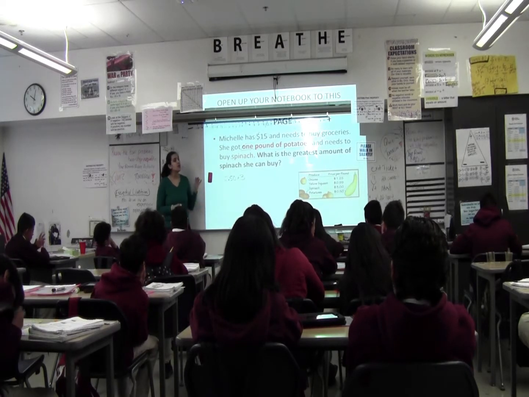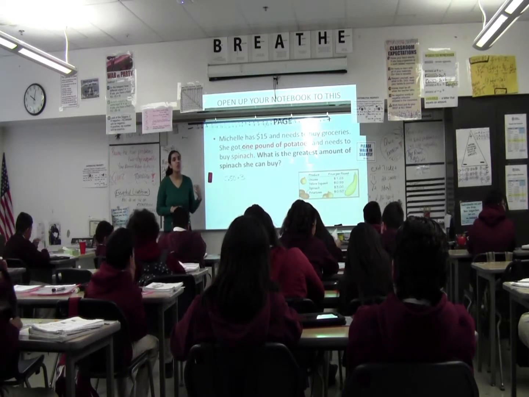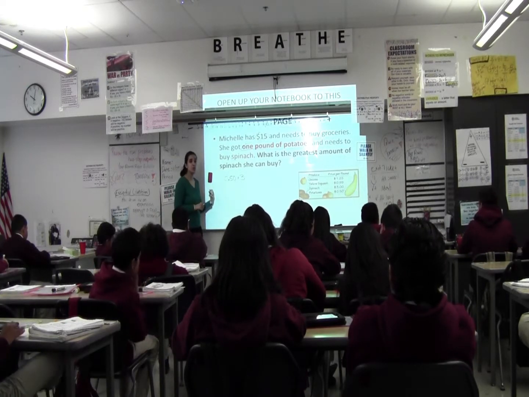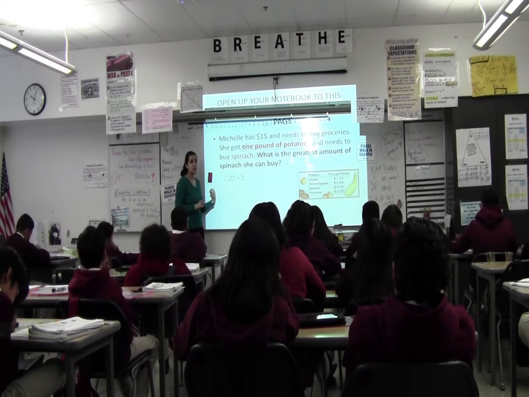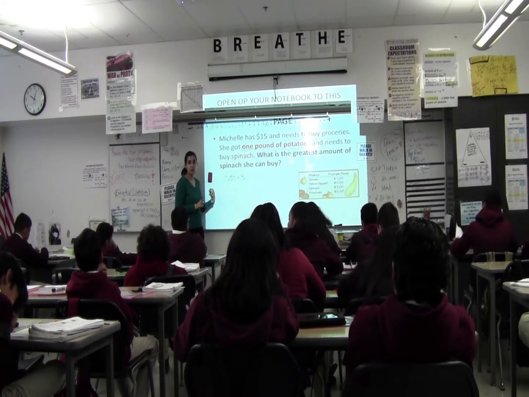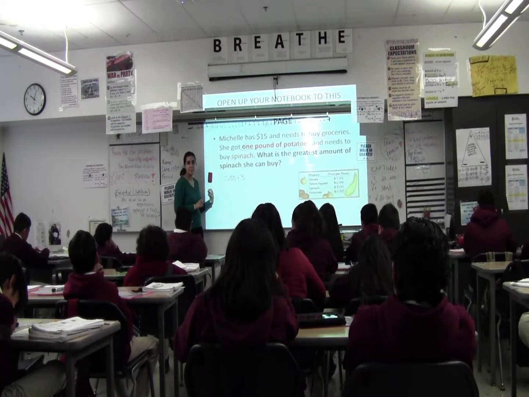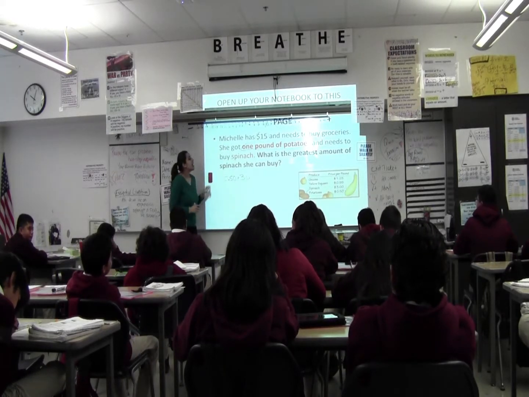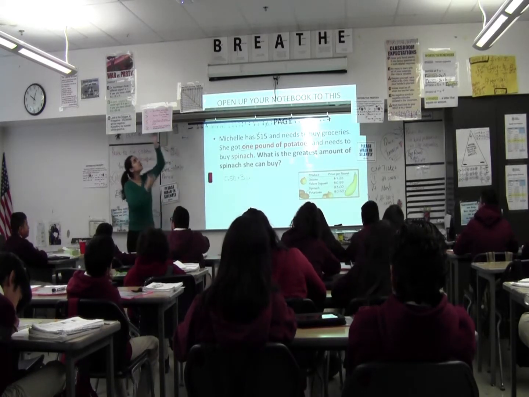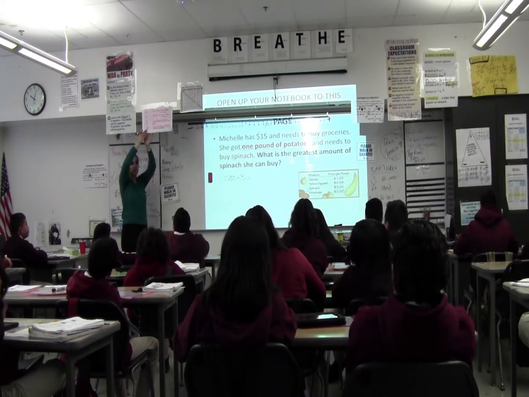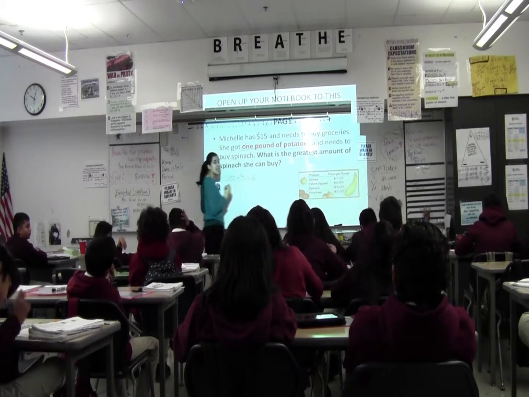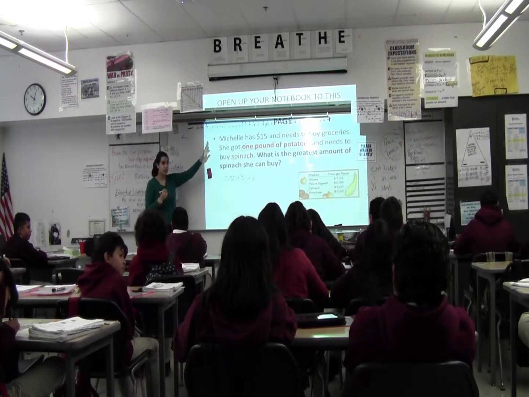So if we want to know the greatest amount of spinach, what variable should we use? Roy, what variable should we use? P for price or pounds, okay? And everything has to be which one? Less than or equal to. How much money does Michelle have? $15.